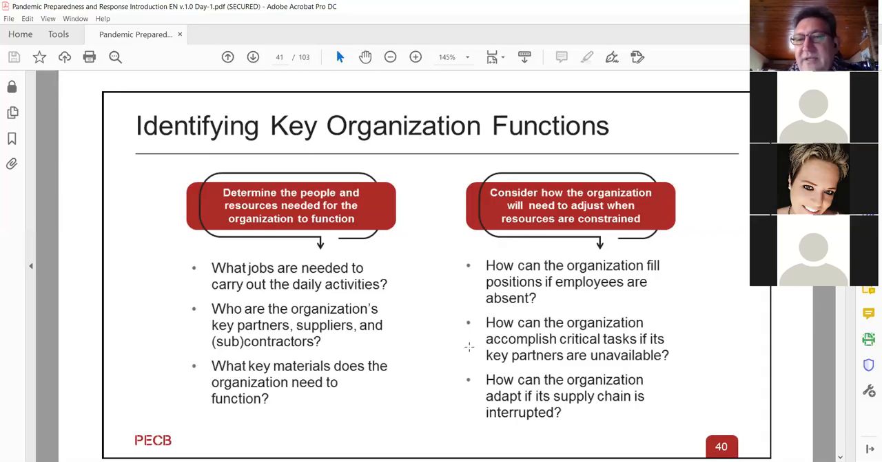And so under that one, how can the organization fill positions if employees are absent? Secondly, how can the organization accomplish critical tasks if its key partners are unavailable? And how can the organization adapt if its supply chain is interrupted? Now, the last one is critical, because your supply chain is not only about masks or PPE things that you need to have. This is also for your business to deliver your product and your services.